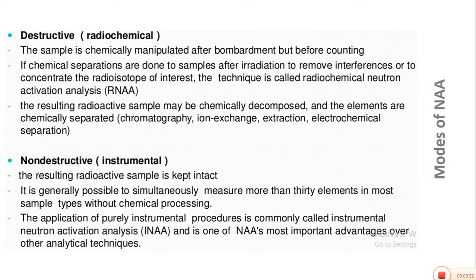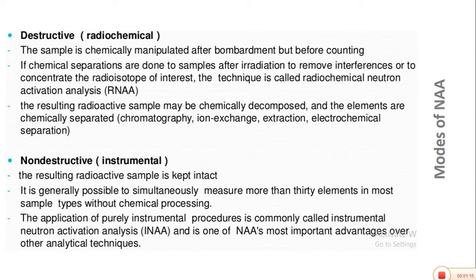There are two main forms. Particularly, we perform non-destructive analysis, but there is also some destructive analysis involved in neutron activation analysis. In destructive analysis, the sample material does not remain intact and cannot be used further after analysis. In what condition does this happen? The sample is chemically manipulated after bombardment but before counting. If chemical separations are done to samples after irradiation to remove interferences or to concentrate the radioisotopes of interest, the technique is called radiochemical neutron activation analysis.